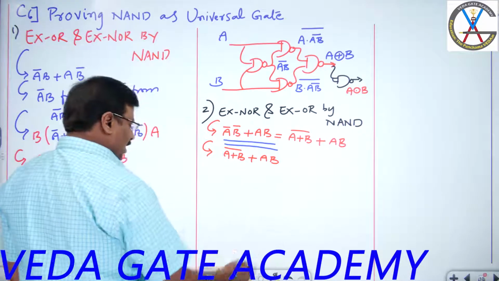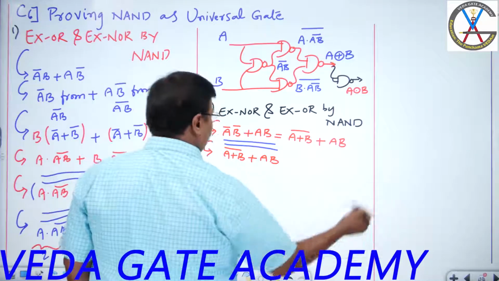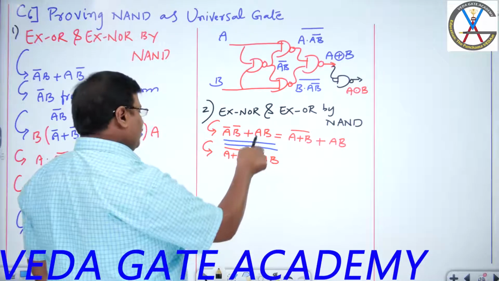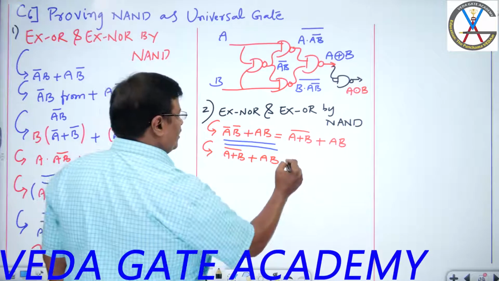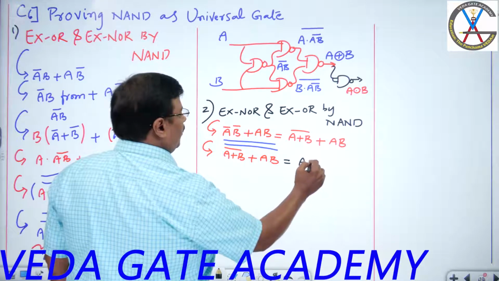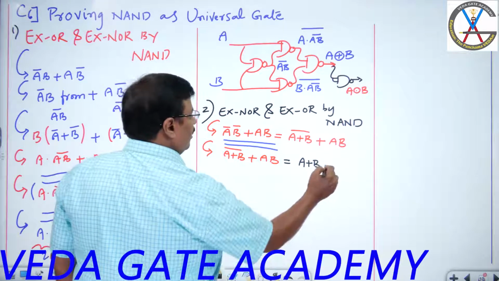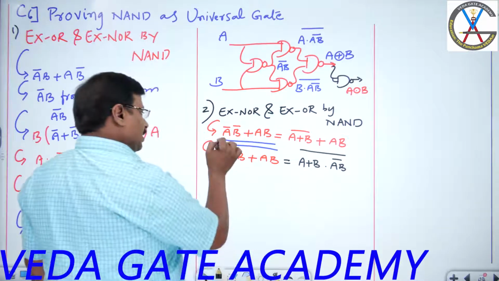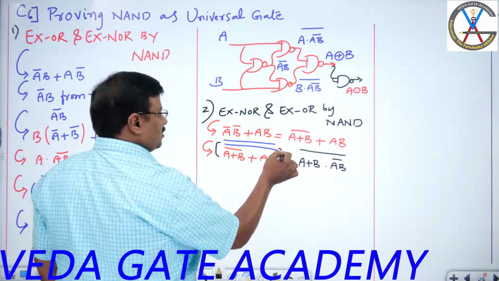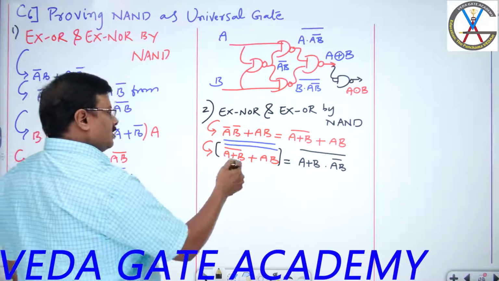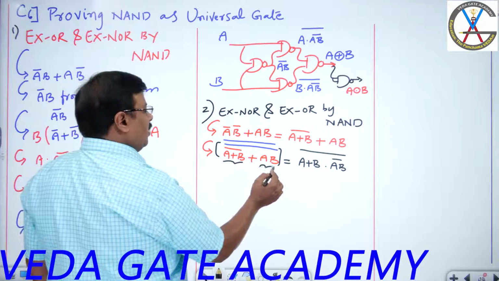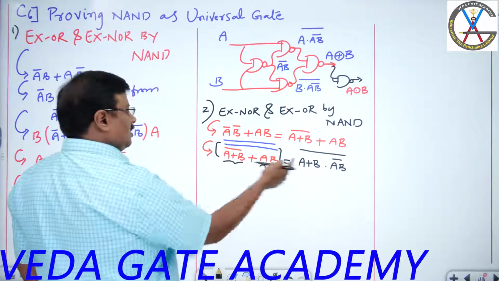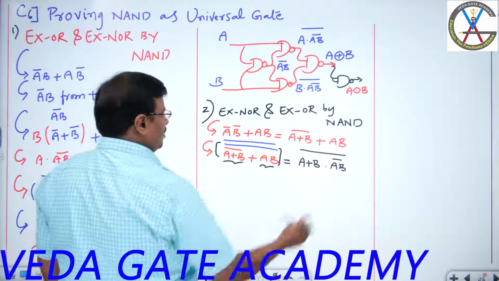Yes. What is the impact of double inversion? Please tell me. This bar will be cancelled, plus will be into, and AB will get bar again. So, the resultant output will be A plus B into AB bar whole bar. Because I am taking this first logic in brackets. Treat this as completely A. Treat this as B. A plus B whole bar equal to A bar into B bar. So, bar cancelled and AB gets a bar. Upper bar remains the same.